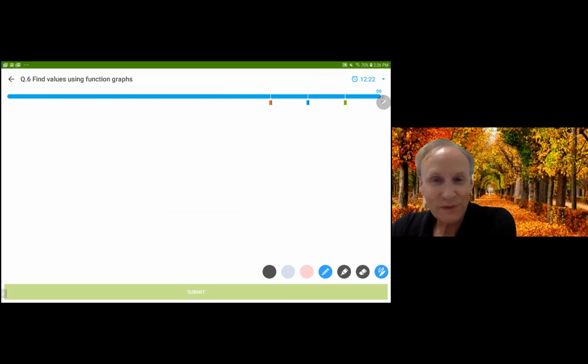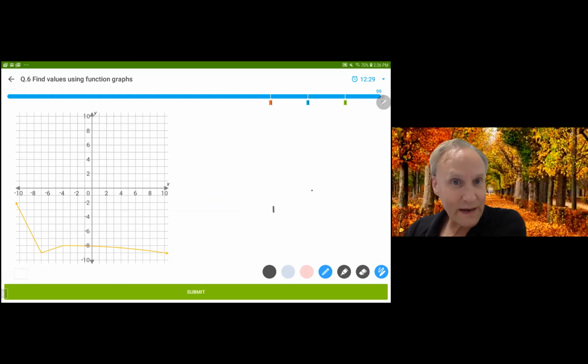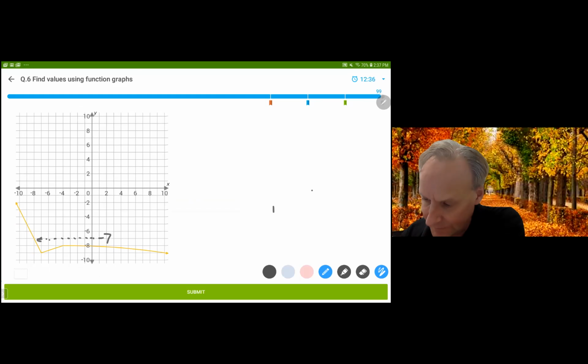And this is our last one. I hope you guys will try this yourself. Not that hard. We want to find out when is the graph equal to -7. And that is only going to occur right there, isn't it? This is f of x or y is equal to -7 at x equal to -8.